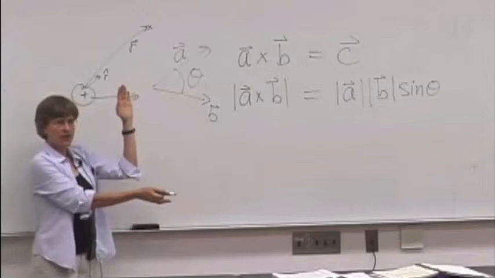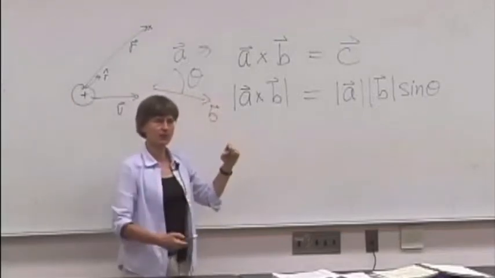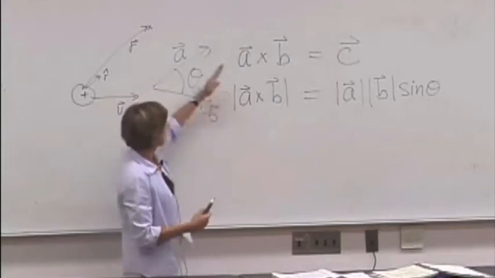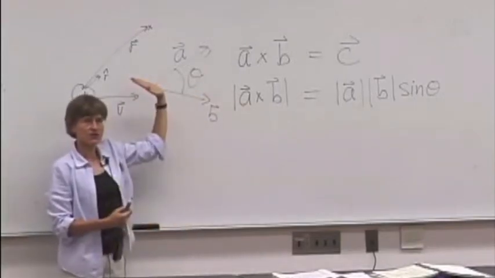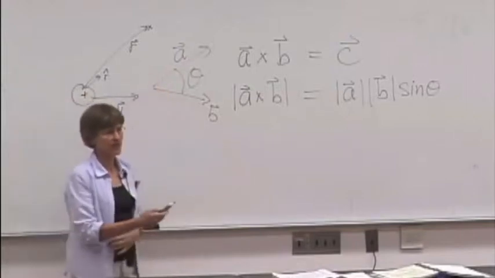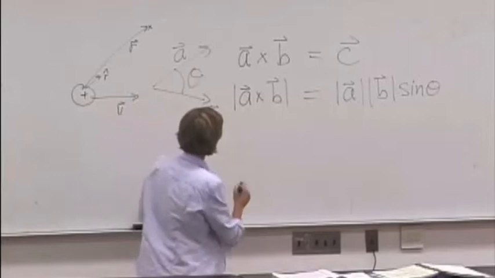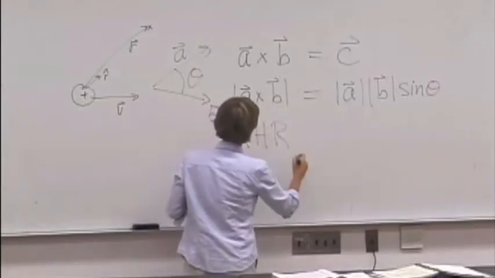When the two vectors were right angles to each other, sine theta was 1, and we got kind of a big purple arrow. When the two vectors were either on top of each other or anti-parallel, sine theta was 0, and we got 0. So that's the magnitude. The direction is given by a right-hand rule.